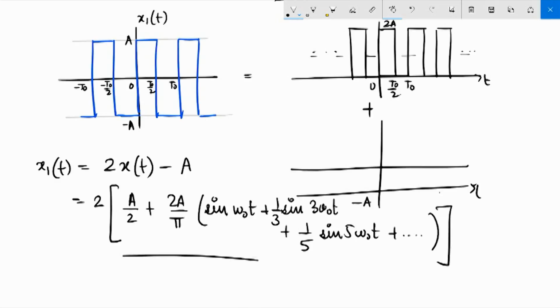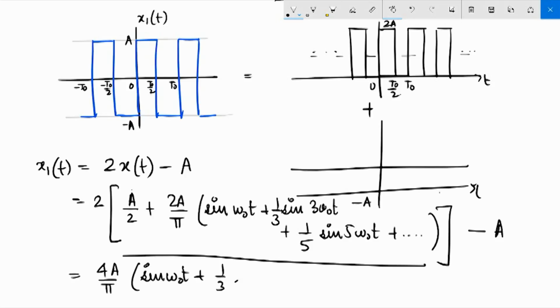This is what is x(t) minus a. So this would become 2a by 2, so a, and that a and this a would get cancelled, and all I would have in the output would be 4a by pi times sine omega naught t plus 1 by 3 sine 3 omega naught t, and so on. This is what is x1(t).